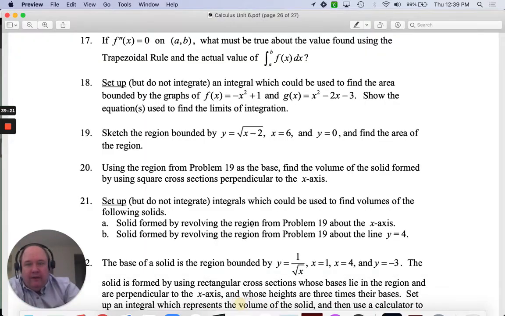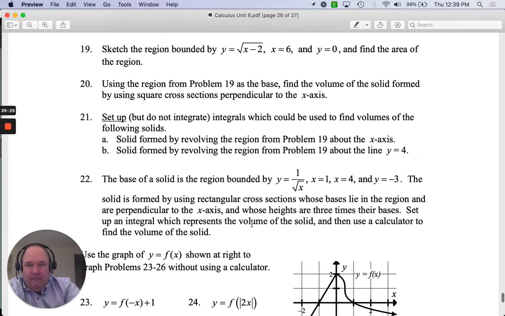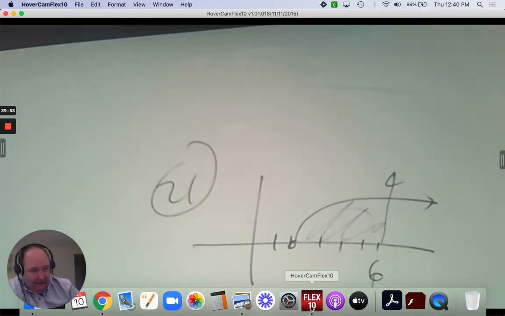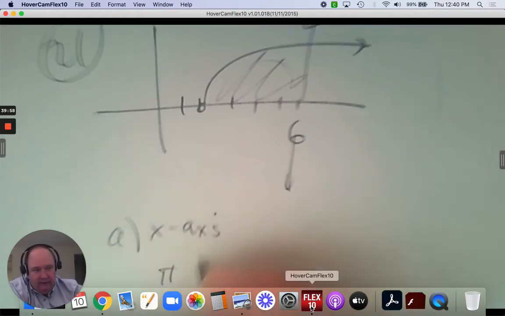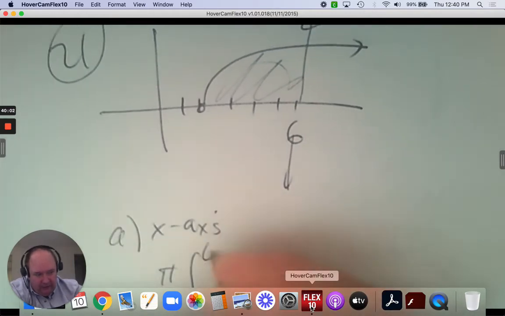So I think we're taking the same region in 21, but we're doing something else. So we're going to take the same, set up the integrals, but don't find the volume, which could be used to find volumes. So we're still taking the same sketch. So let me sketch the same one. And we're going to revolve it around the x-axis. So that's with dx. So if I revolve that around the x-axis, it's pi. Again, it's going to go from 2 to 6.